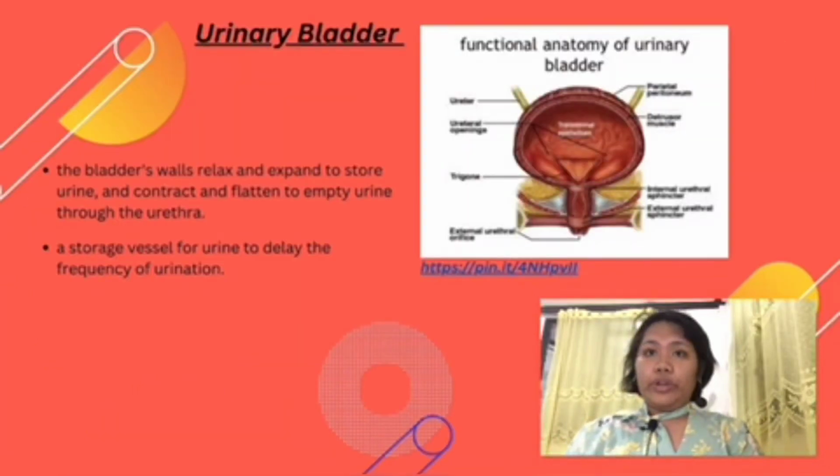Lastly, we have the urinary bladder. The bladder's wall relaxes and expands to store urine, and contracts and flattens to empty urine through the urethra. The urinary bladder is a storage vessel for urine to delay the frequency of urination.